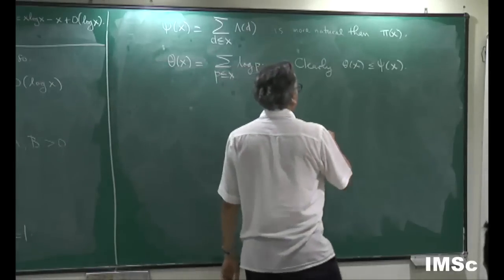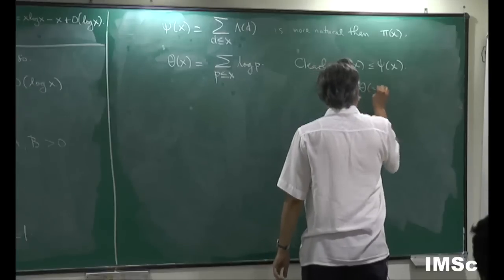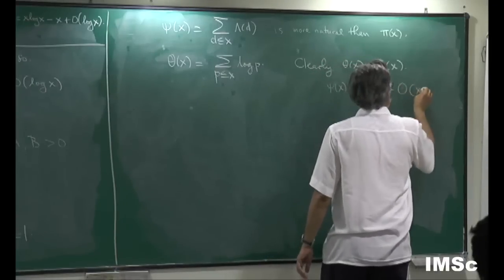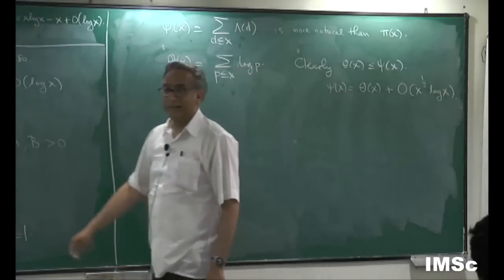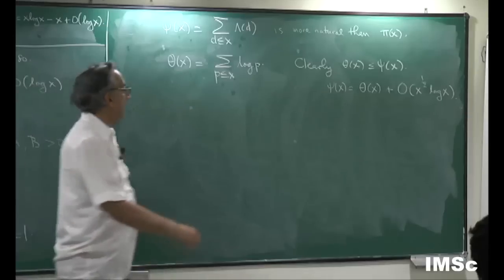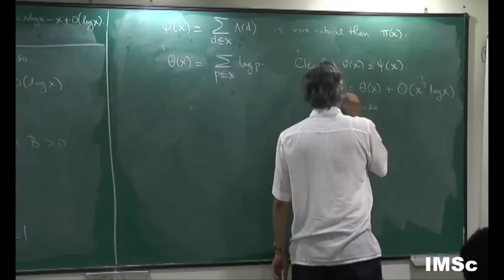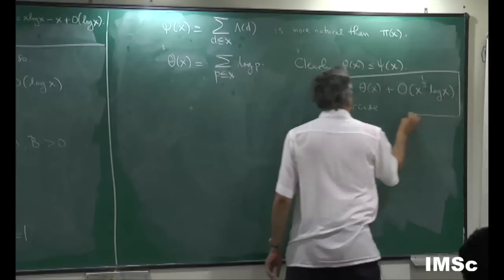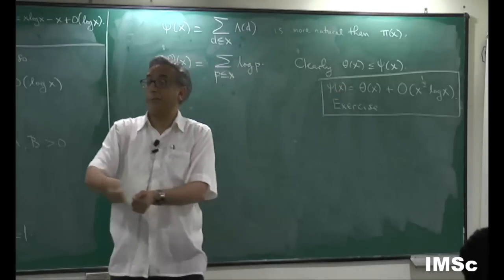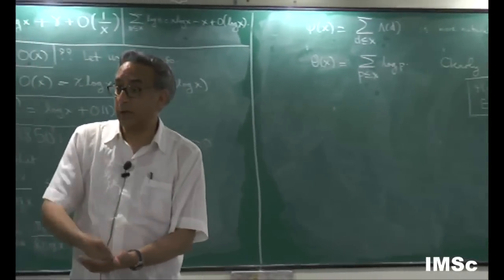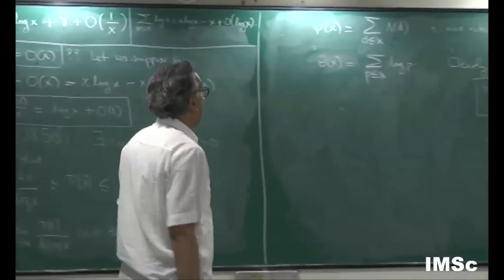And it isn't very difficult to show that psi of x and theta of x are pretty close to each other, and they only differ by something like that. Okay, so it's a small exercise for you to do. So psi of x and theta of x are very close together, and the error term is x to the half log x, because those are the prime powers, cubes, and so on and so forth, right? Okay, so you get that.